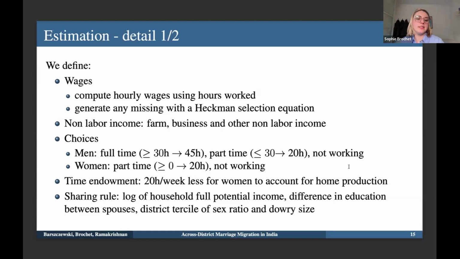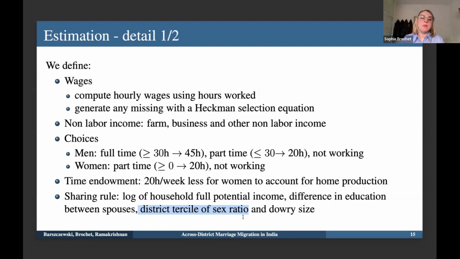And for the sharing rule, when we parameterize it, we chose to put in several variables. One variable is the log of household full potential income, that is our WM bar, WF bar, and YNL that I introduced earlier, and we simply take the log of the sum. We also include the difference in education between the spouses, and then we put dummies for district tercile of sex ratios. The idea is that in each state, we separate districts by tercile of sex ratio: the first, the second, and the third. These are not country-level terciles, these are terciles within the state. So this tells us if within the state, the sex ratios tend to be more or less skewed than the average. That's important because what we study is across-district marriage migration within the states.